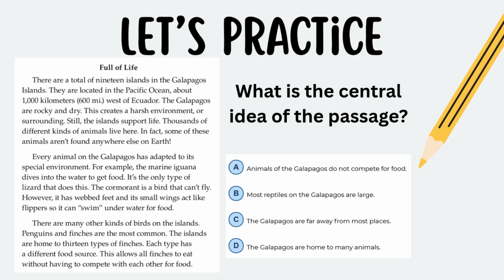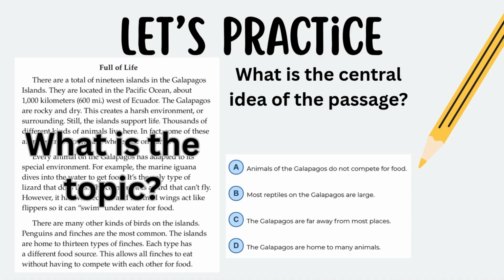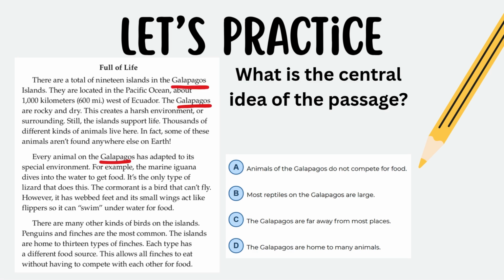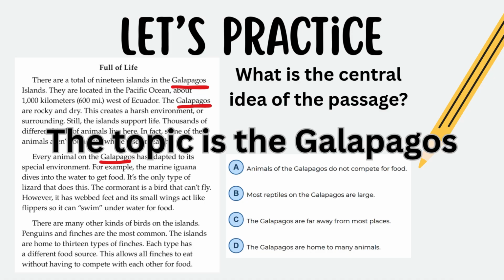So, what is the central idea of this passage? Well, let's first look at what is the topic. If we go through the text and look, we can see that the author keeps referring back to the Galapagos. So, the Galapagos would be our topic. So, the topic is the Galapagos.